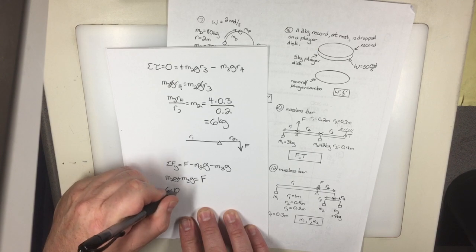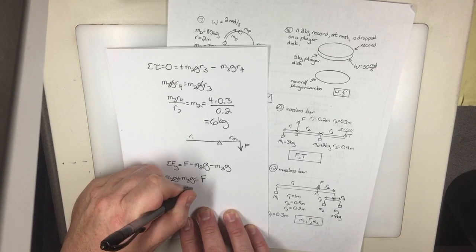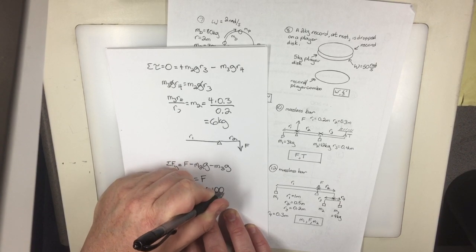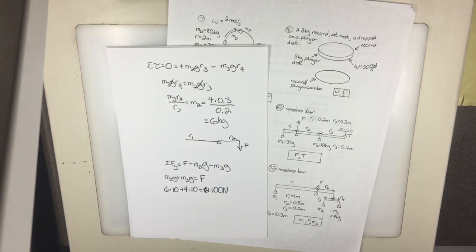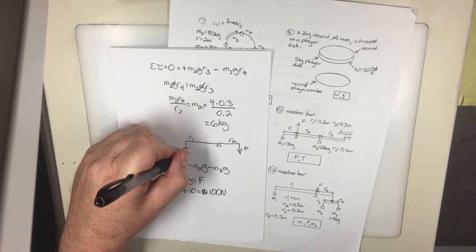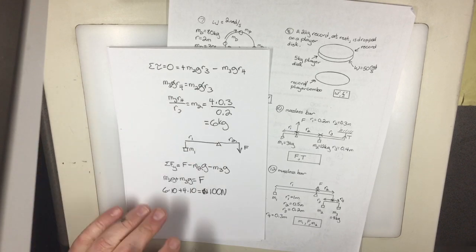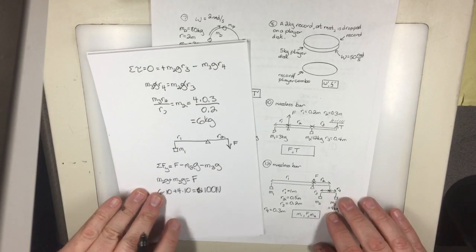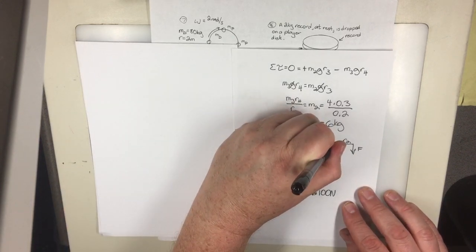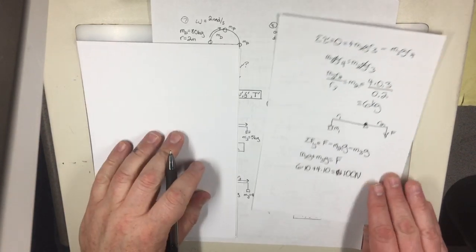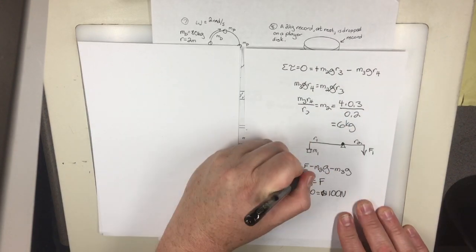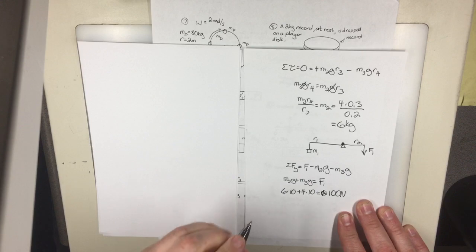M2, 6 times 10 plus 4 times 10. So the force is 100 newtons. That's the force pulling down here. Now we have M1 on this side. We choose this as the rotation point. Since I used F here, I'll use F1 as that one.